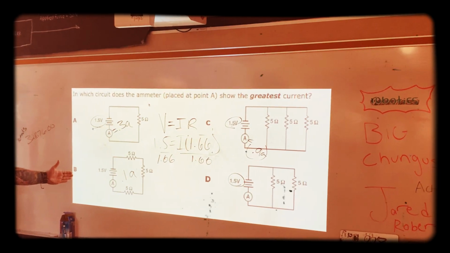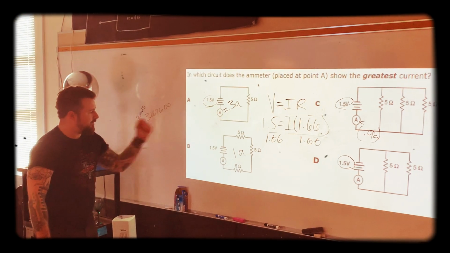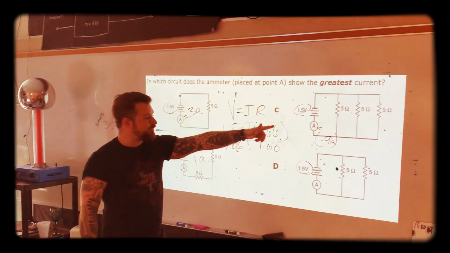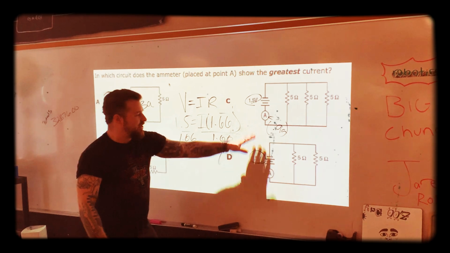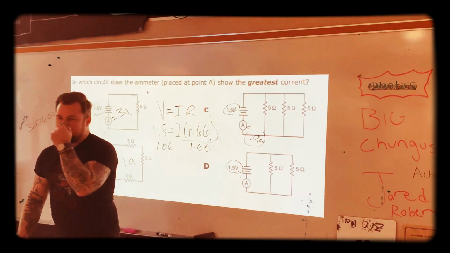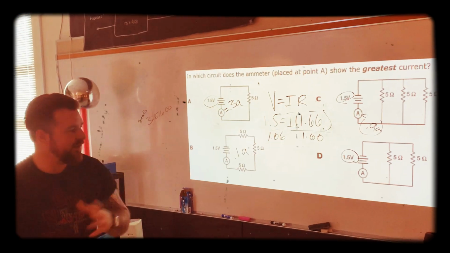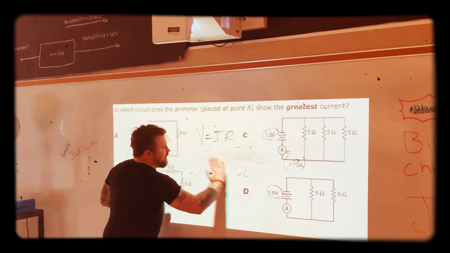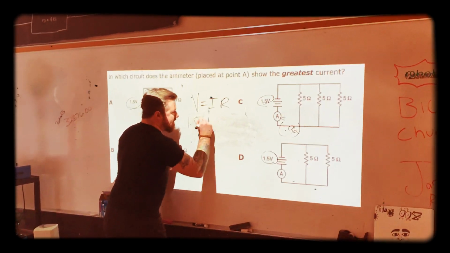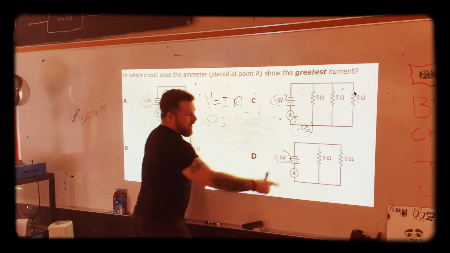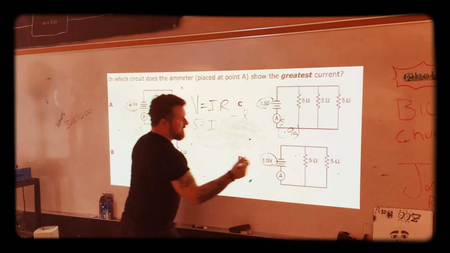Now, which one has the most current? Now, let's do this. Do you think this one's gonna have more or less current? Less. Let's check. All right, so we're gonna do V equals IR. The current is 1.5. It's gonna equal I, the current, times R. Is it 10? It's not, right?